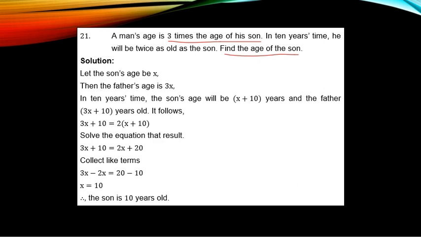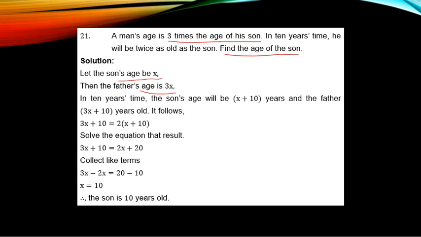In this question, the unknown is the age of the son. If we apply step 1, let the son's age be s. The question says that a man's age is 3 times the age of his son. So if the son is s, then the father's age is 3s. The next statement is that in 10 years time.